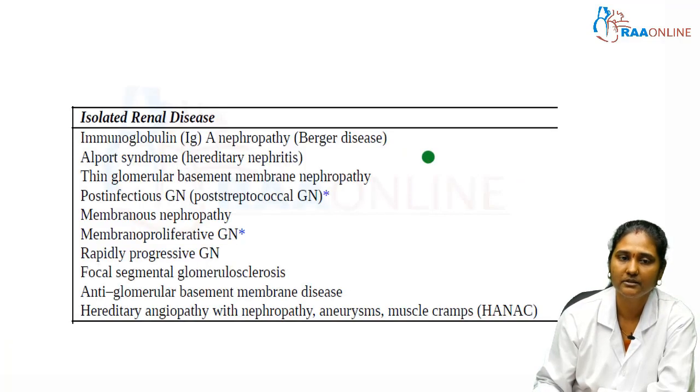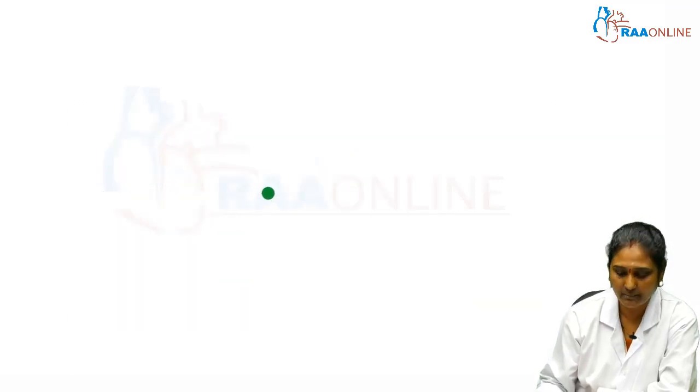Today's topic of discussion is only on isolated renal disease that results in hematuria. That too, the most common causes: IgA nephropathy, Alport syndrome, thin glomerular basement membrane disease, and post-infectious or post-streptococcal glomerulonephritis. This is going to be our discussion today. So coming to gross hematuria.